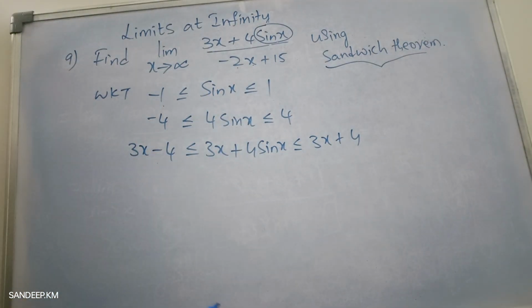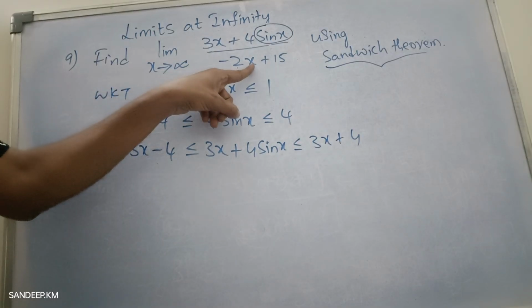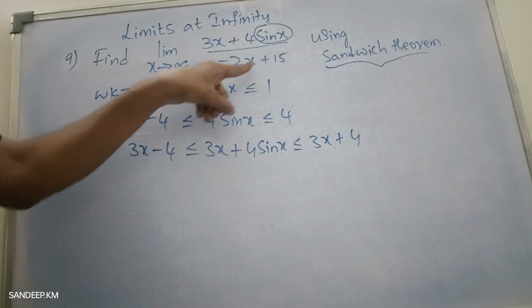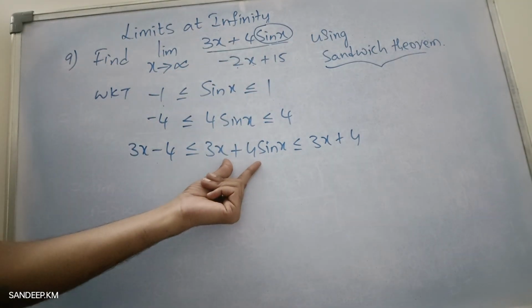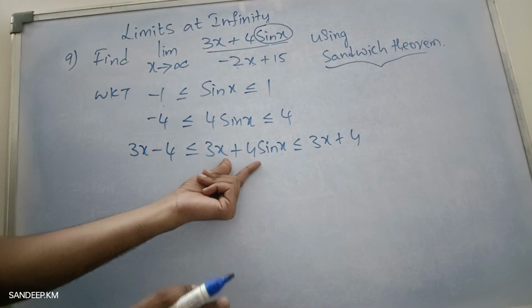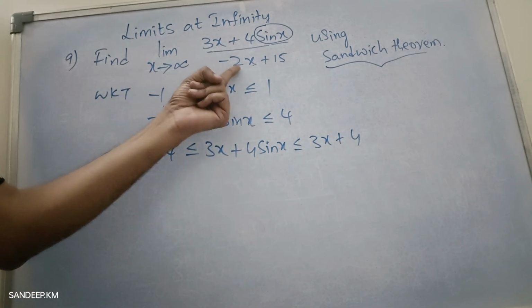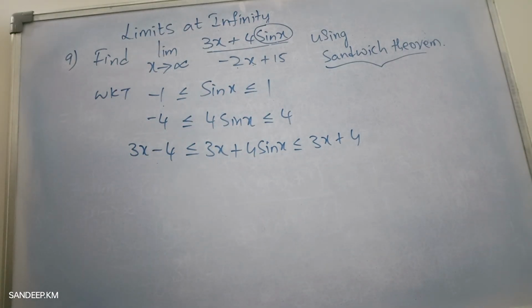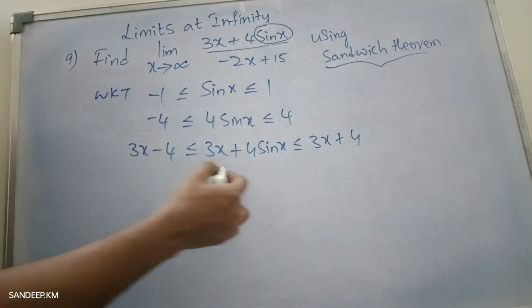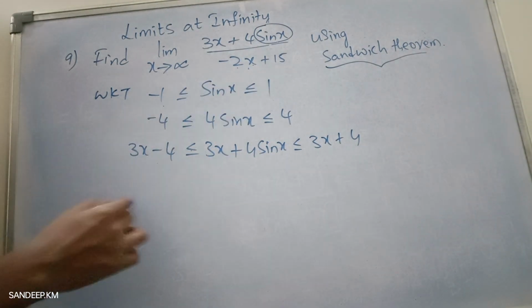But understand, x is approaching infinity. Then minus 2x is approaching minus infinity. Minus infinity plus 15 is minus infinity, which means you are dividing with a negative number, which is almost minus infinity. Understand this. When you are dividing with minus 2x plus 15, here, here and here, you are dividing with a negative number. Since you are dividing with a negative number, the inequality will change. What am I dividing, dear students? I am dividing with this.